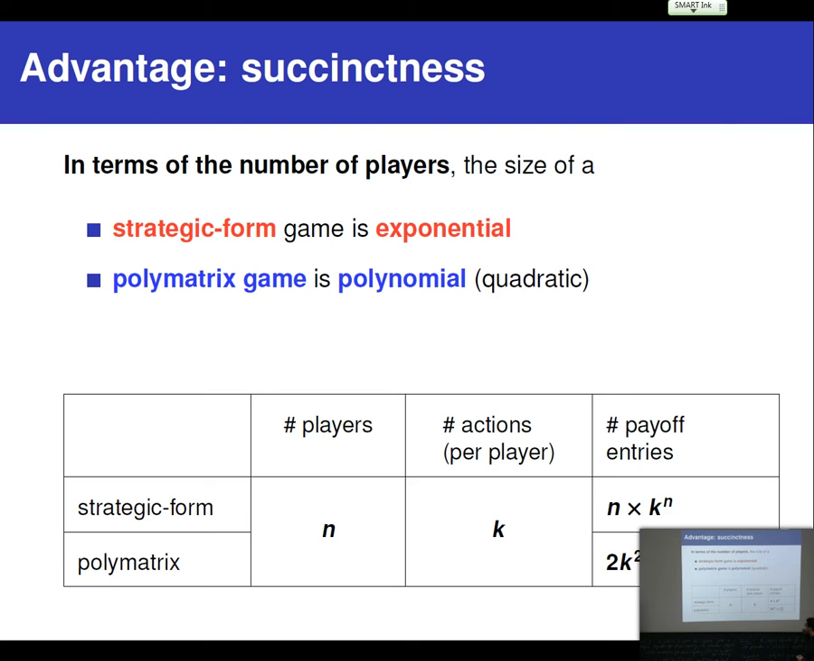In a polymatrix game like this, on the other hand, we have the n choose two edges. These are the bimatrix games, and in each bimatrix game we have k-squared cells and two payoffs to specify. Okay, so we have this succinctness, which means that we can actually write down many player games and actually reason about them, whereas for a strategic form game that would be very hard to do.